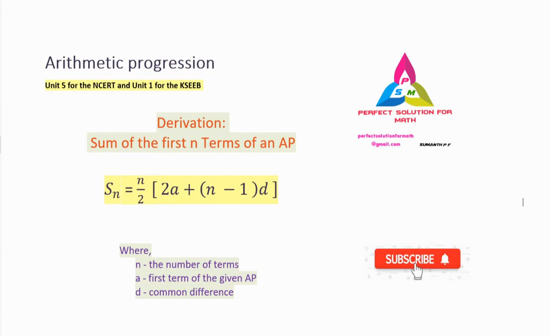Today we are going to learn Arithmetic Progression, Unit 5 for the NCERT and Unit 1 for the KSEB. What you are going to study today is the derivation of the sum of the first n terms of an AP. That formula is Sn is equal to n by 2 into (2a plus (n minus 1) into d), where n is the number of terms, a is the first term of the given AP, and d is the common difference. So we will derive this today, so let us do that.